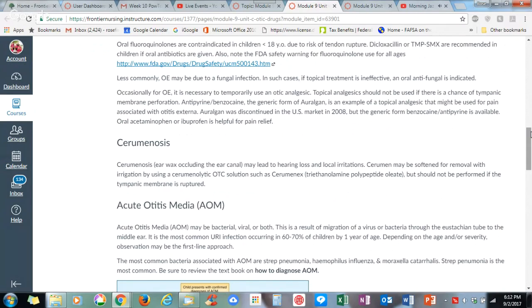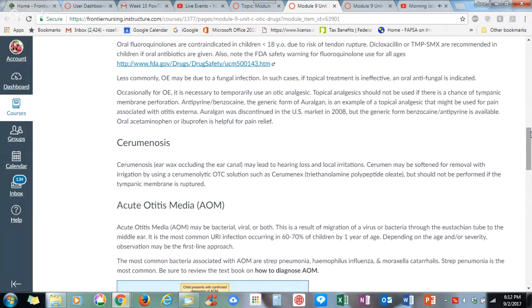Occasionally, for otitis externa, it is necessary to temporarily use an otic analgesic. Topical analgesics should not be used if there is a chance of tympanic membrane perforation. Antipyrine benzocaine, the generic form of Auralgan, is an example of a topical analgesic that might be used for pain associated with otitis externa. Auralgan was discontinued in the U.S. market in 2008, but the generic form benzocaine antipyrine is available. Oral acetaminophen or ibuprofen is helpful for pain relief.